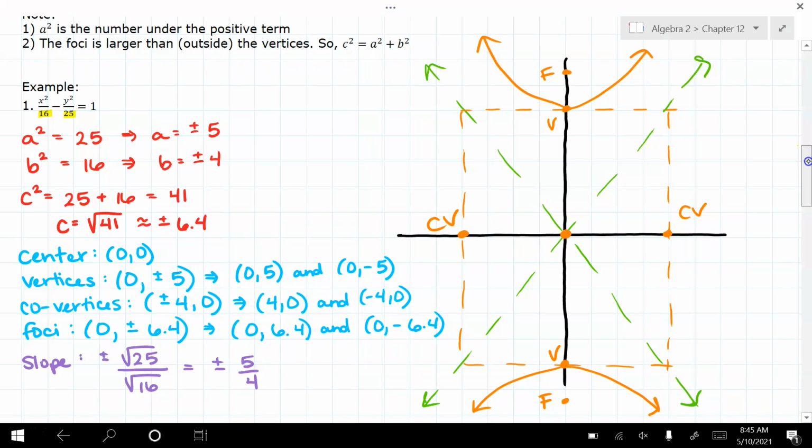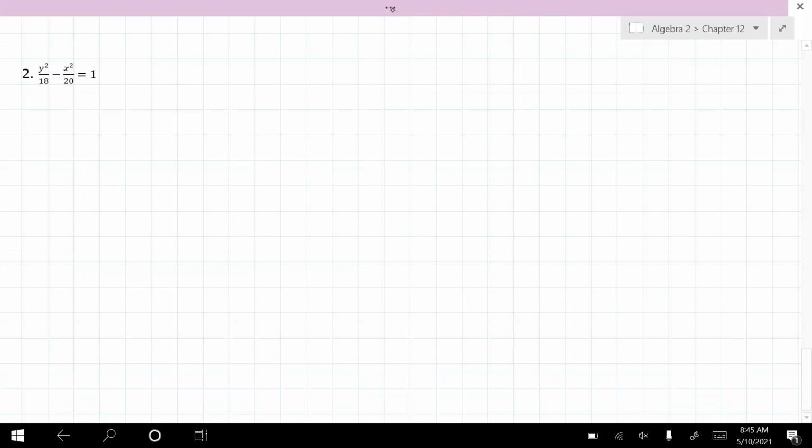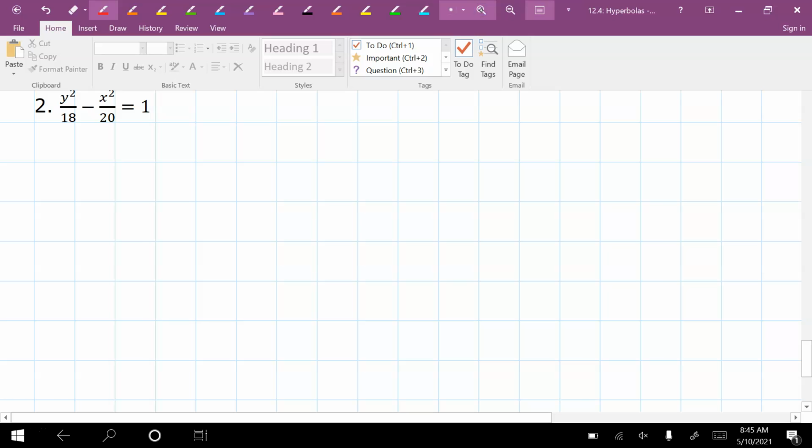All right, so I want you guys to take a look at number 2 here, and try to do as much as you can of this problem.